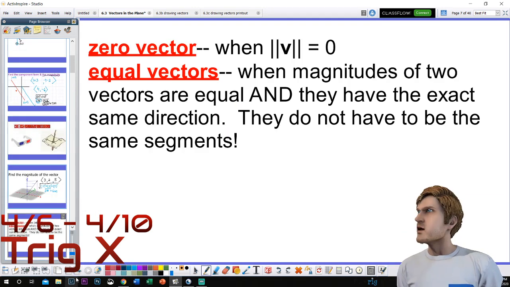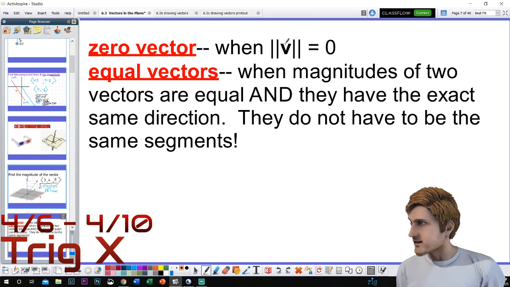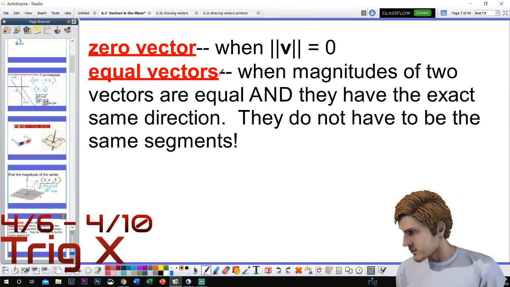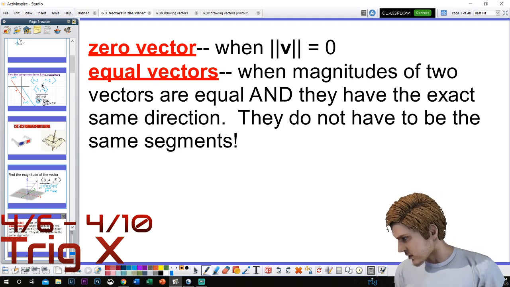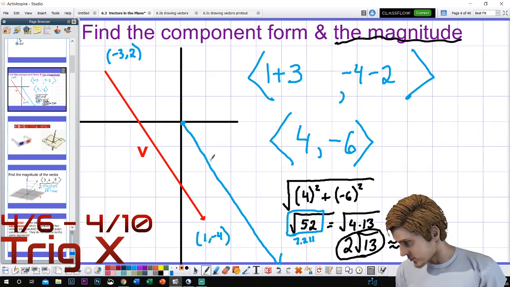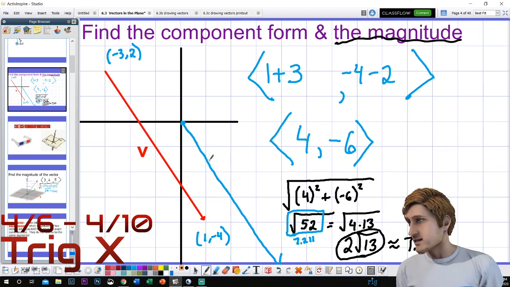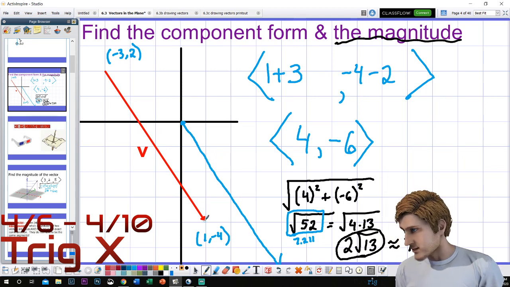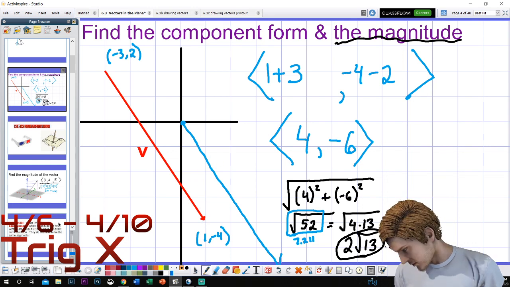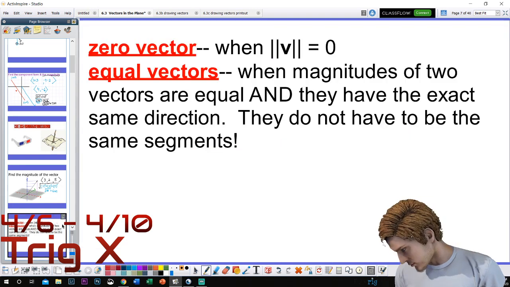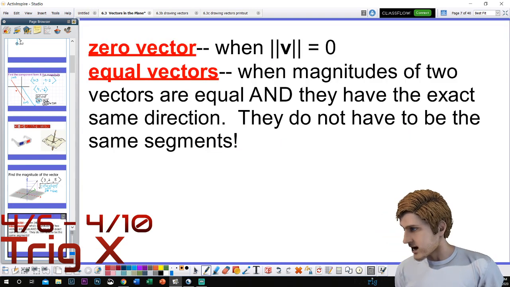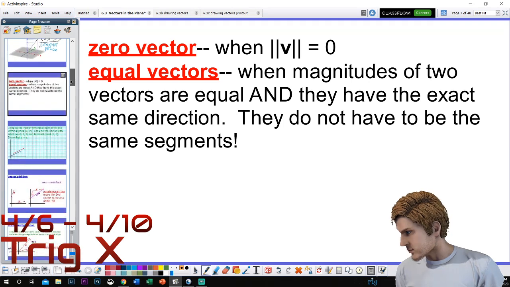Now let's talk about zero vectors. Zero vectors are super easy. The magnitude is 0, so that's just a point. Equal vectors, like I talked about before, equal vectors are like these two. They're not necessarily in the same place, but they do have the exact same direction. These are going down and left, and they're at the same angle, they have the same slope. They're parallel, they're not going to touch. So they again do not have to be in the exact same place to be considered equal vectors.